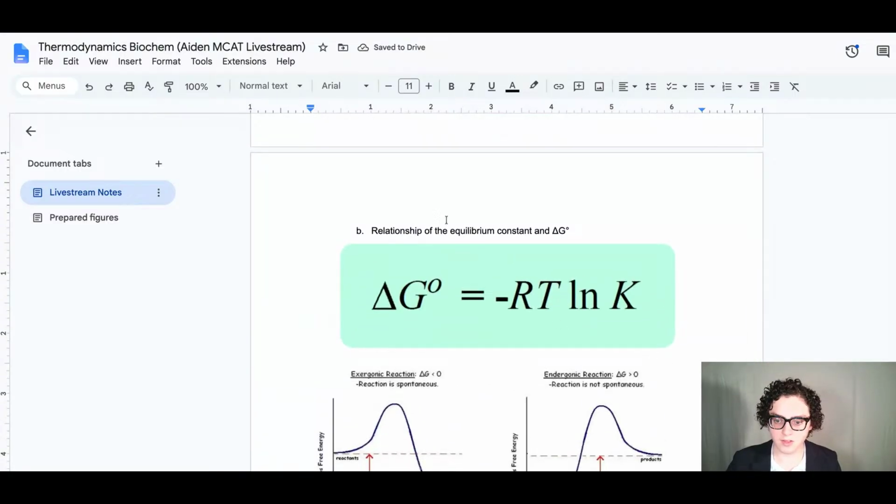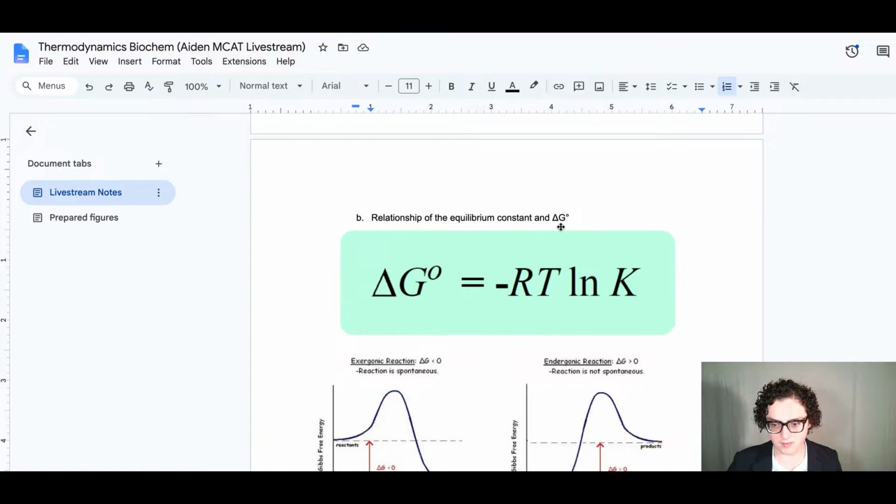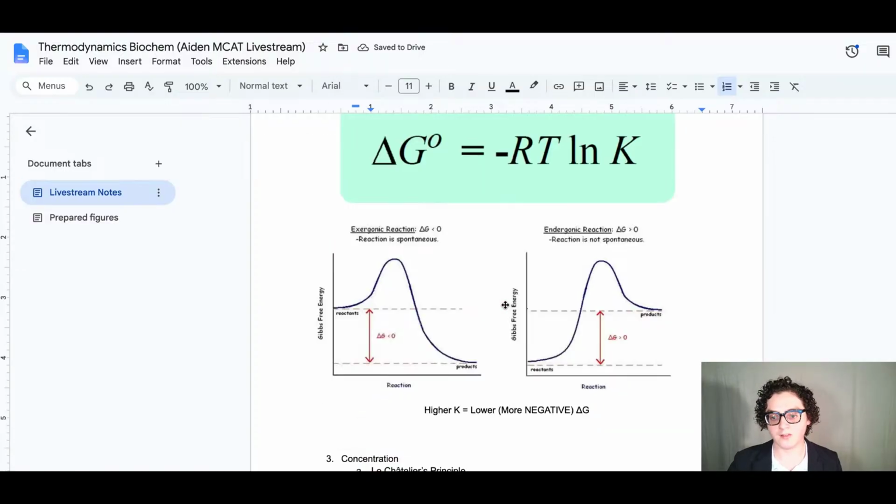That is the relationship of the equilibrium constant and delta G. Note that I did not discuss R, T, or ln, because this is about the relationship of that equilibrium constant K and delta G. Increase K, decrease delta G, more favorable reaction.